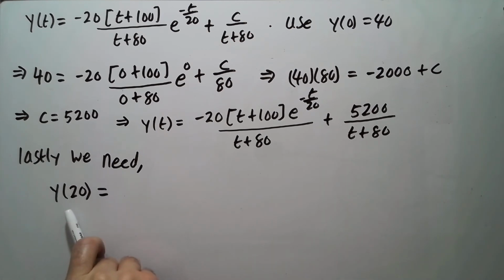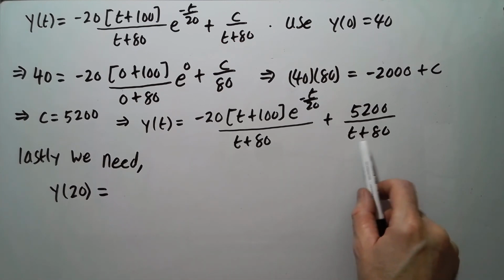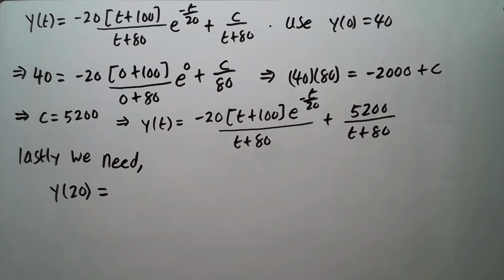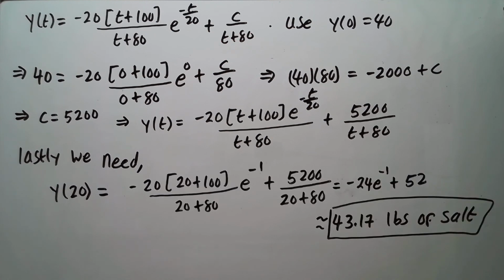So lastly, what we're trying to find was y(20). That was our ultimate goal. That'll be the salt content in tank B when tank B has 250 gallons. So y(20) will be the answer we're looking for. So we're going to put 20 in place of t here, here, and here. So doing that, we get this then.